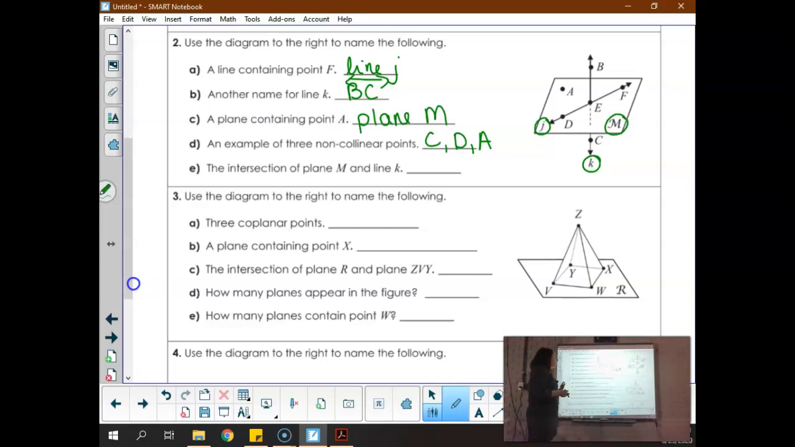Finally, E, the intersection of plane M and line K. Let me go over here so the projector is not painting me. I've got line K coming up through the center of this plane, almost like the pole in the basement that holds it up so it doesn't fall. So where is the intersection between the pole and the base of your basement floor? It's right here at point E.